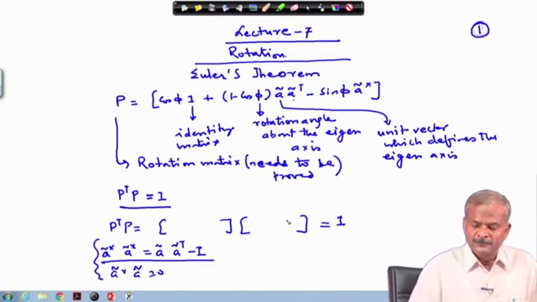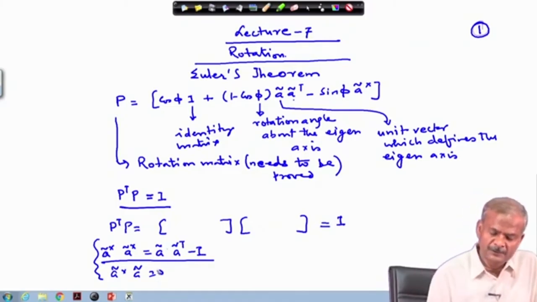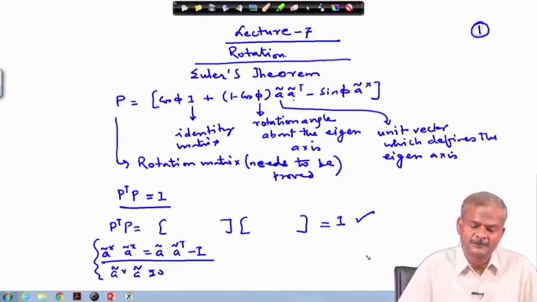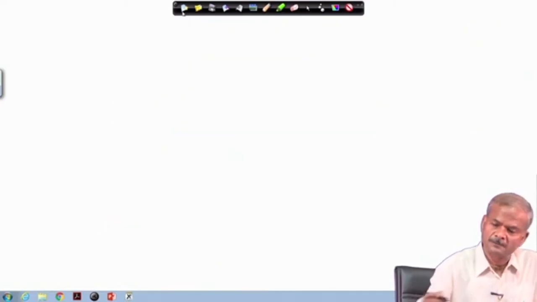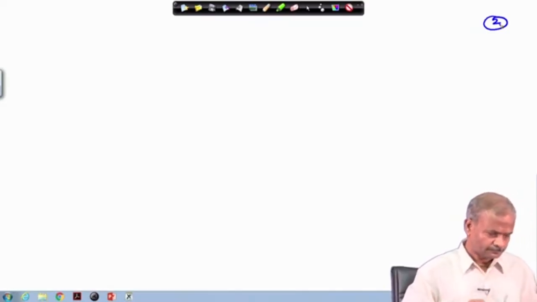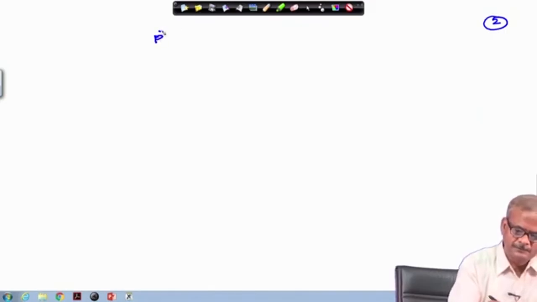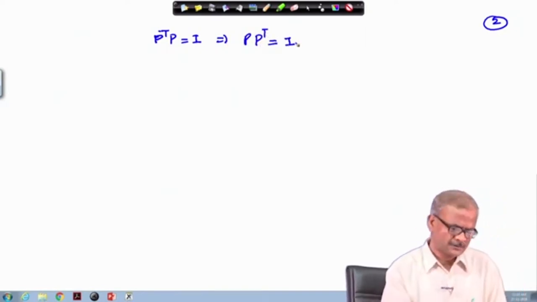I have given you the equation last time. In that expanded equation, if you use these quantities, ultimately it will get reduced to I, which I am not going to prove here because we are going to take this as a tutorial problem. Okay, so if P transpose P equals I, as per our earlier derivation, this will also imply that P times P transpose equals I.